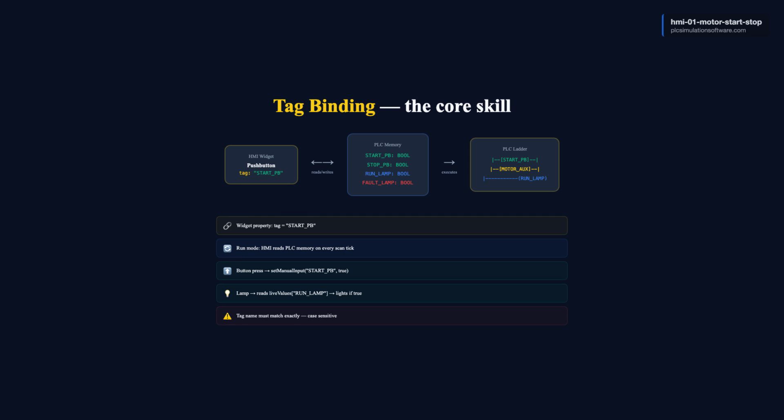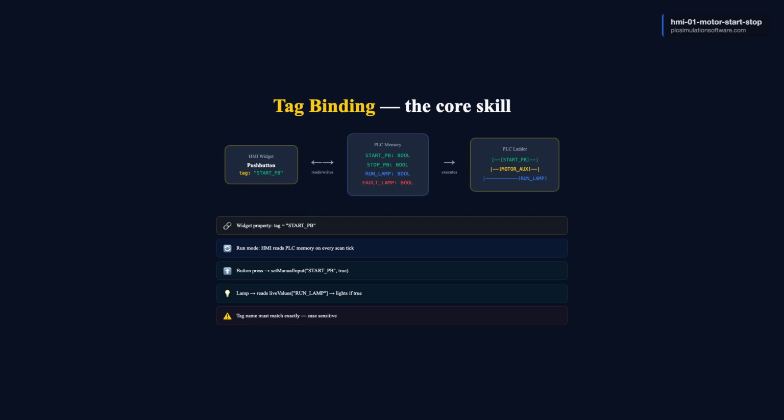every scan tick. For push buttons, the binding direction is write. Pressing the button writes to the tag. For pilot lamps and numeric displays, the binding direction is read. The HMI reads the tag and updates the display. For numeric entry, the direction is write. Typing a number sends it to the tag.